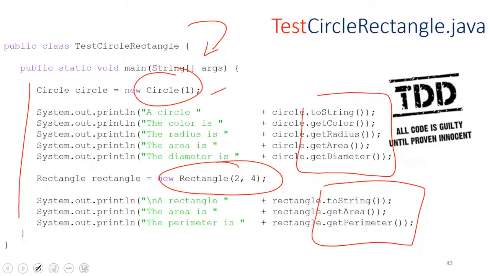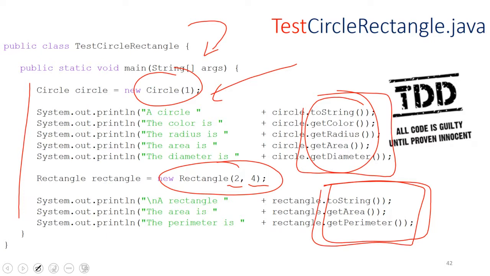But I do create at least one object of each class, one circle of radius 1, and one rectangle of, I don't remember which one comes first, I think it's the height and the width, so of the dimension 2 and 4, okay? And then I call some of the methods, like get color, get radius, toString, etc., get area, get perimeter on both of those objects, and I make sure that I display the result to double check visually that they are doing what I expect them to do. Okay, so this is our main method.